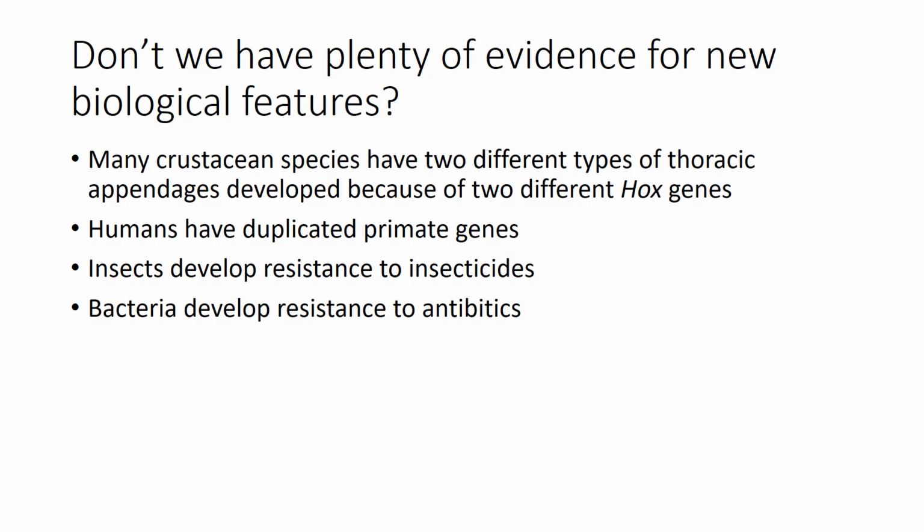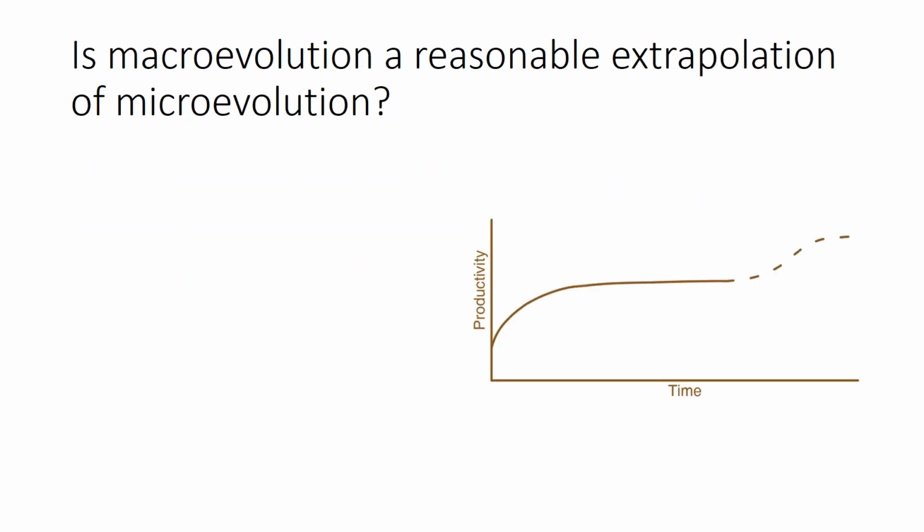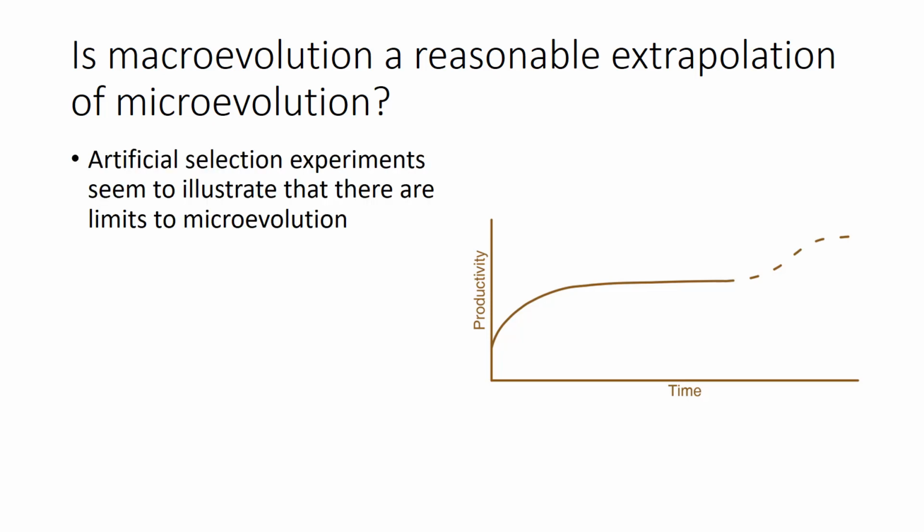But what you find when you actually study these at the genetic level, they're almost always a result of a loss of genetic information, and when they aren't, they're generated by the combination of genetic pieces that are already in place. So this is a question we've asked several times. Is macroevolution a reasonable extrapolation of microevolution? And artificial selection experiments would seem to illustrate that it's not a reasonable extrapolation.